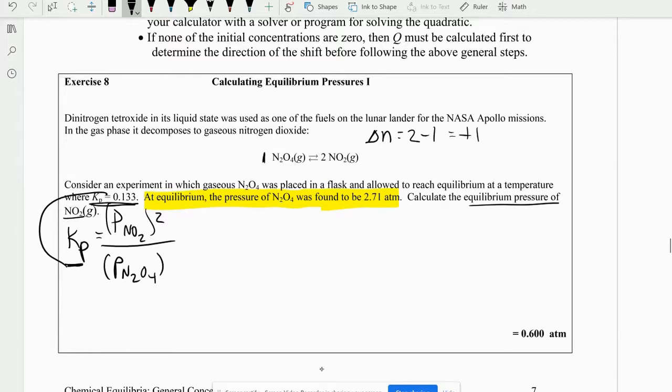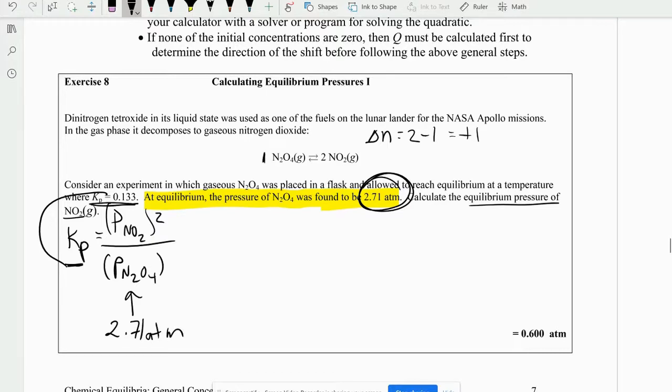So not only were we given the Kp, the equilibrium constant for this particular reaction, if you go and look back into the problem, it gave us the pressure at equilibrium of the reactant, dinitrogen tetraoxide, and that was 2.71 atmospheres. Okay, again, one more time, you guys, we don't need to set up an ICE table for this.